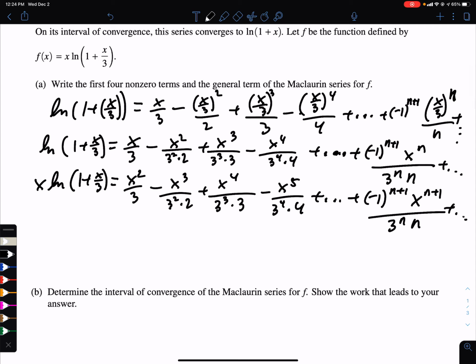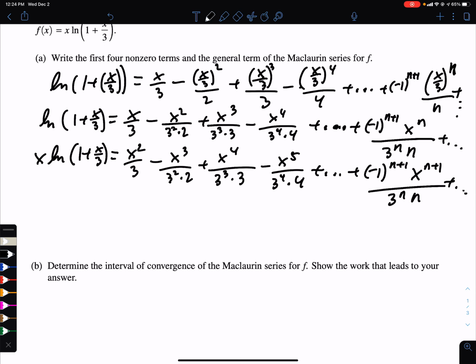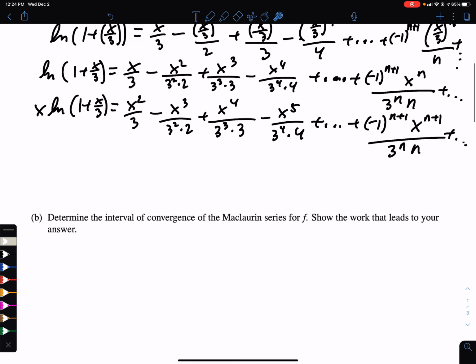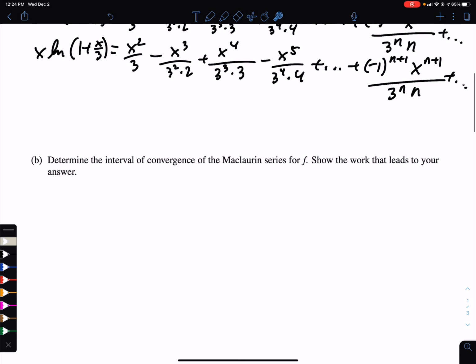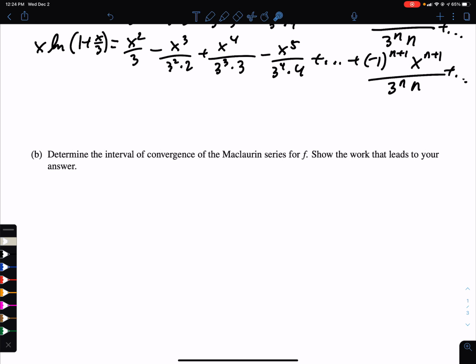Now we're going to move on to part B. And they're asking the interval of convergence. So for the interval of convergence, we're going to use the ratio test. Why the ratio test? Well, if you see, we have x's to powers, constants to powers, so the ratio test works well there. So let's do this.